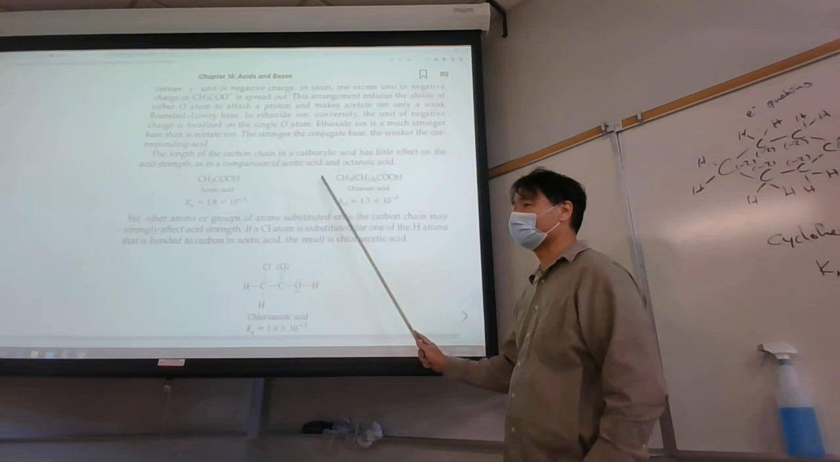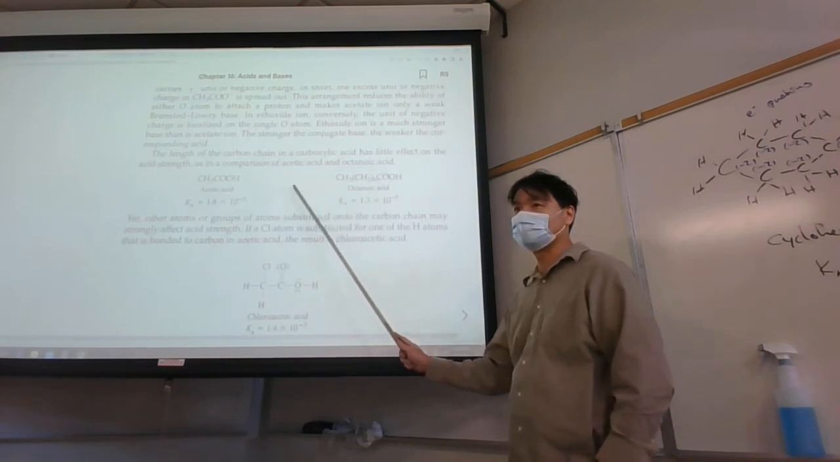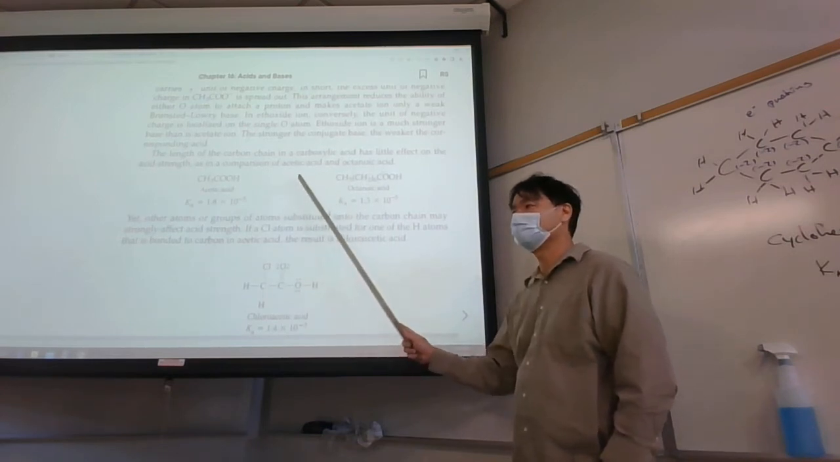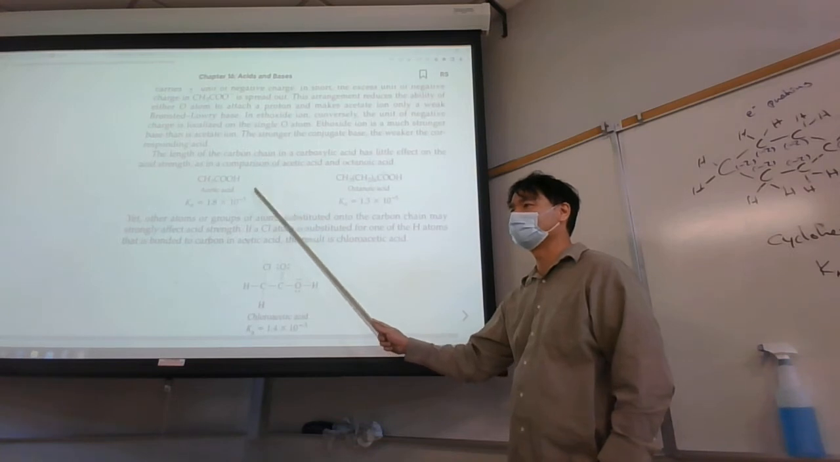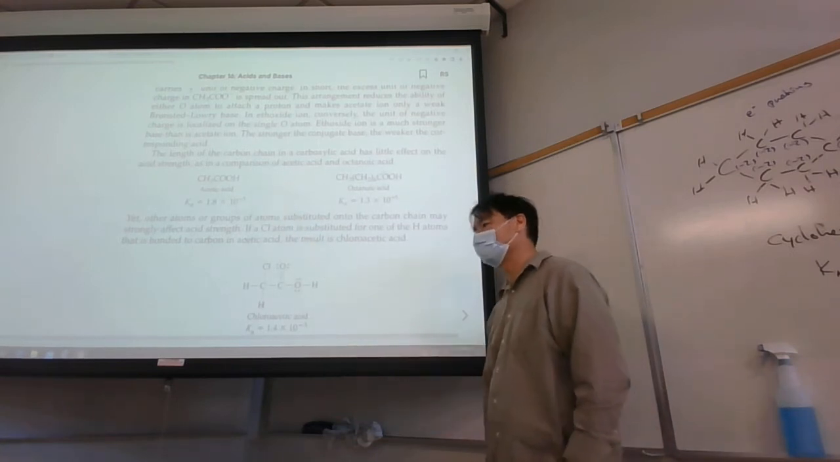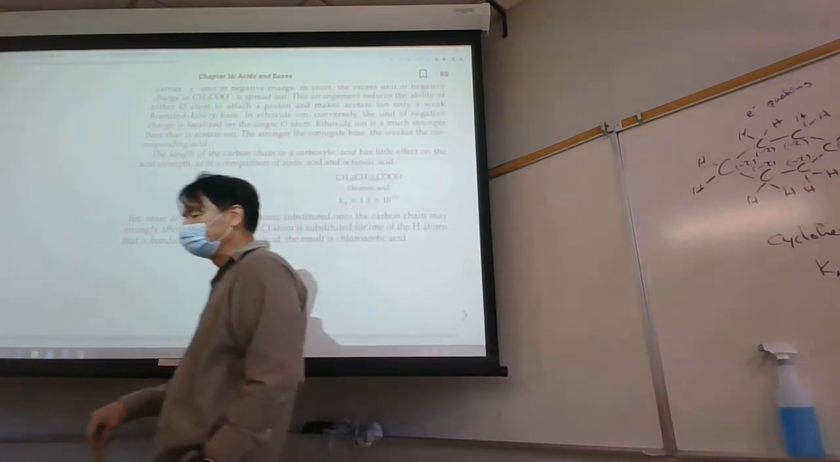And so the same kind of thing happens here. Yeah, we can add more and more carbons, and those are going to be electron rich, but the impact is going to be weaker and weaker as we get further and further out. There's a law of diminishing returns.